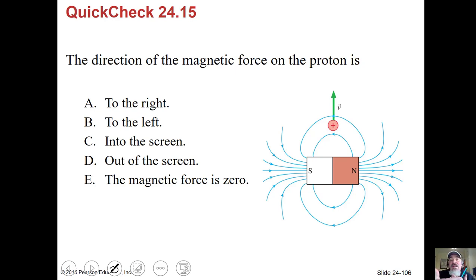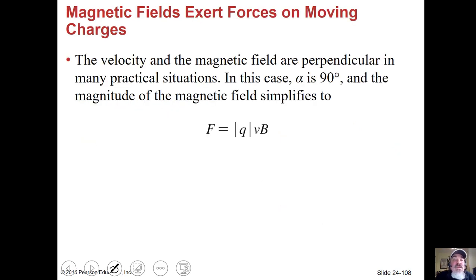So V, magnetic field is right to left. The force is out of the page. It's coming right out at you. So if there's a charge moving there, the force would be out of the page, out of the screen, as it says here. Okay, so line those up and you should get the same thing. So the velocity and the magnetic field are perpendicular, so the magnitude of the magnetic field becomes this when they're completely perpendicular to each other. So that's when the force is a maximum.